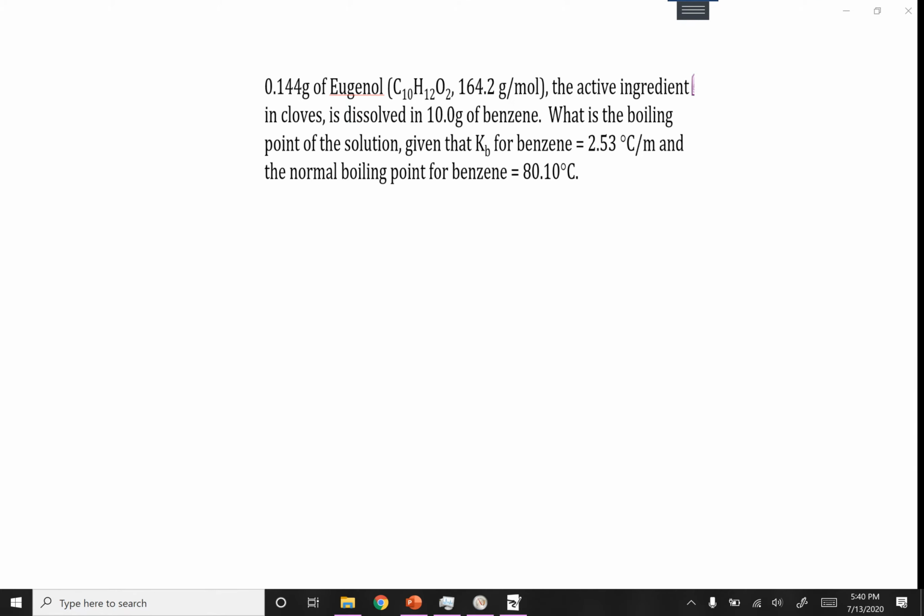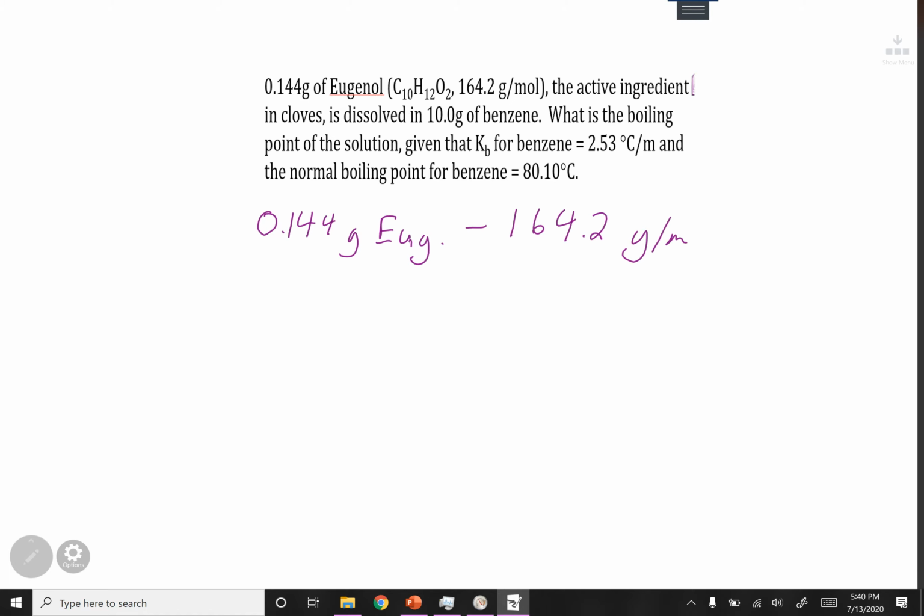Okay, let's take a look at this one. So very, very similar question, but now we're calculating boiling point. So they gave us this info. They told us we have 0.144 grams of eugenol, and I'm just going to write EUG just for simplicity. Okay, and they tell us that it has a molar mass of 164.2 grams per mole.